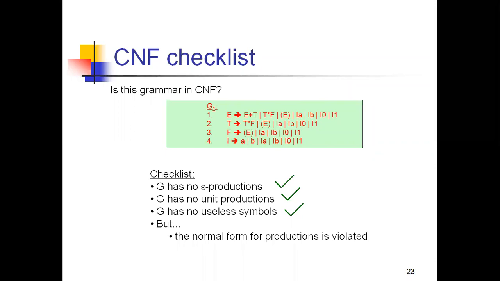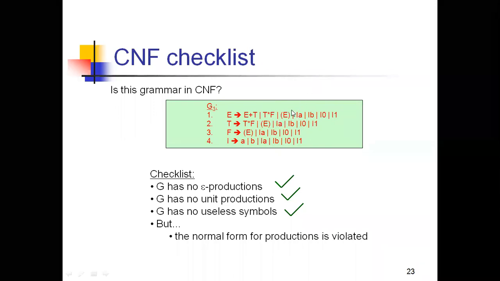And then you need to check for the units. Units means variable tends to variable, like A tends to B. That's the syntax of the unit. Is there any production like that? No productions are there. So step 1 is completed, step 2 is completed. Now you need to check for the useless symbols.